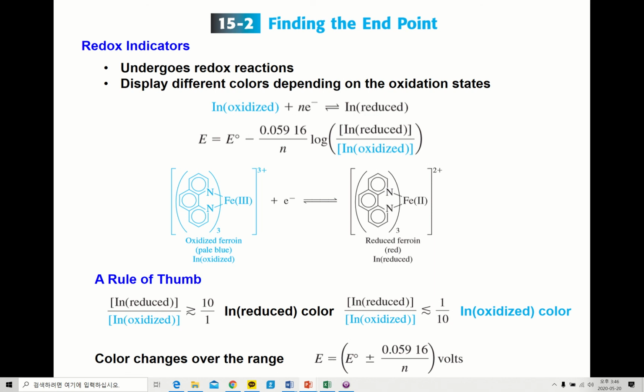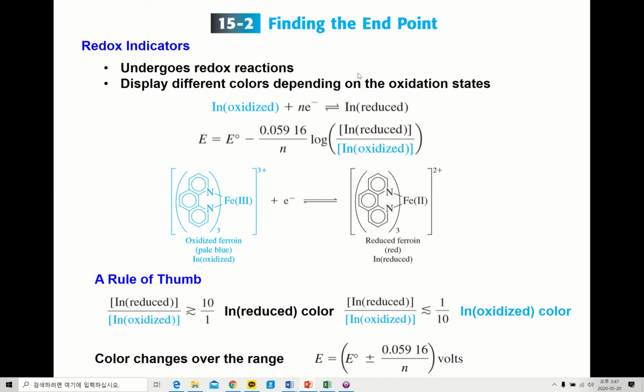Yeah, the next topic is finding the endpoint. As in acid-base titration or complexometric titration, finding the endpoint can be done by redox indicators. Okay, so our redox indicators are also dye molecules that change colors depending on their oxidation state.